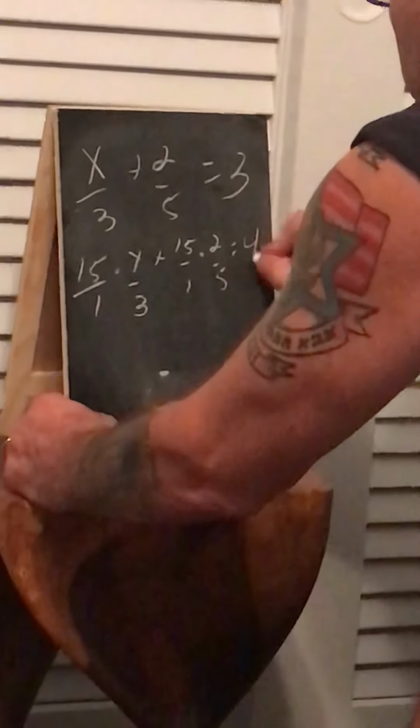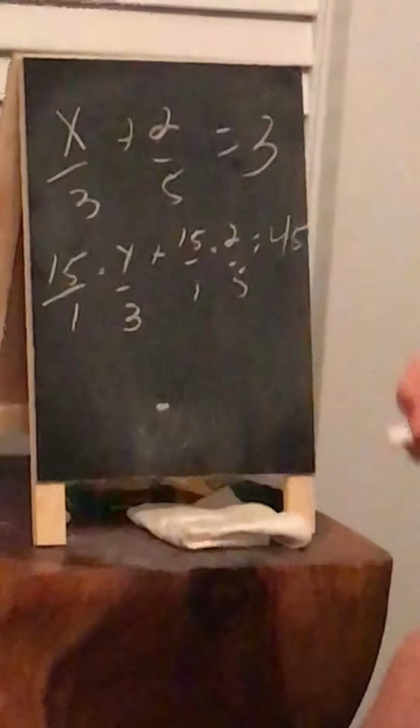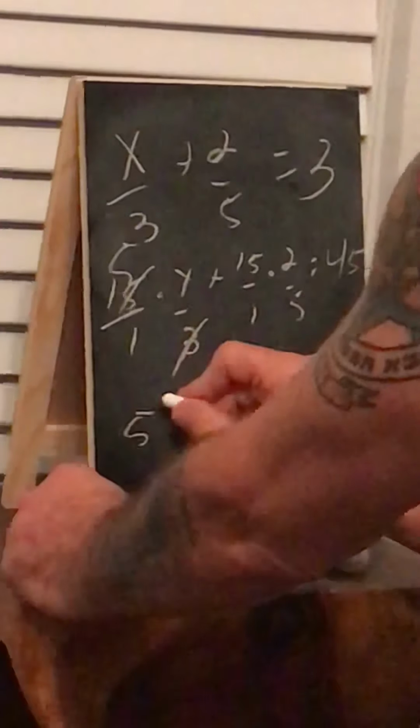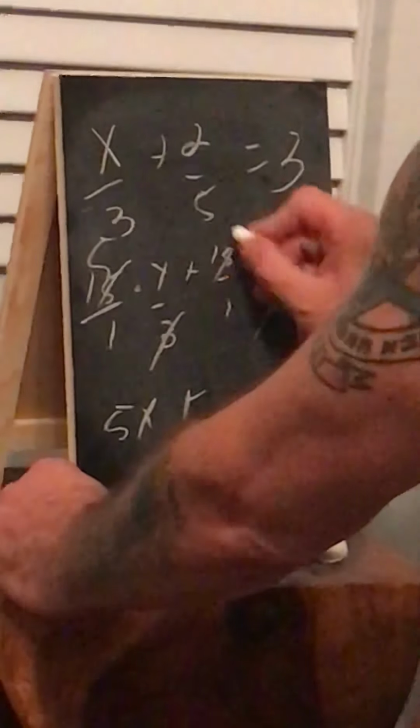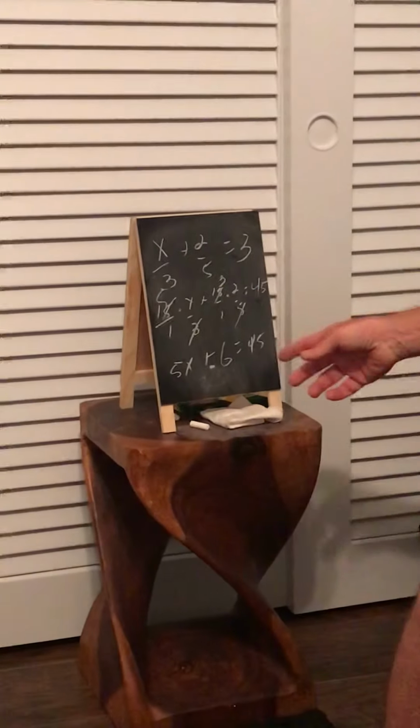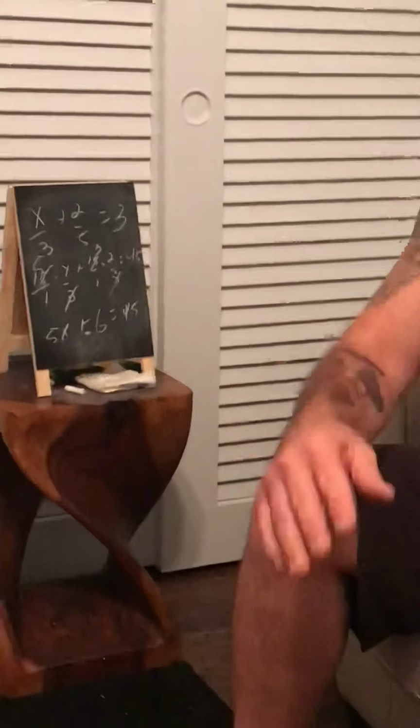I'll just write 45. 15 times 3 is 45. Okay. Notice what happens. Why did we multiply by 15? So we can cancel. 5x plus 6 is 45. And I'm going to let you finish this at home. The point is, we now have an easy equation. The equation has no more fractions. 5x plus 6 equals 45. Subtract 6, divide by 5, and you're done. You can do that at home.